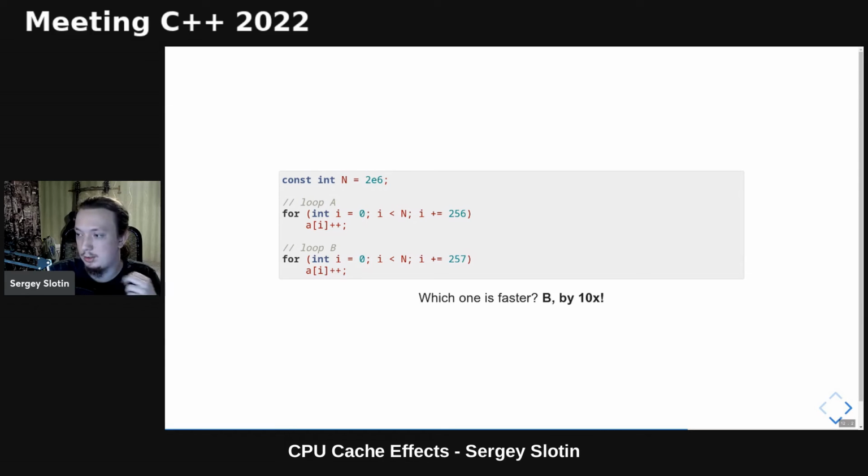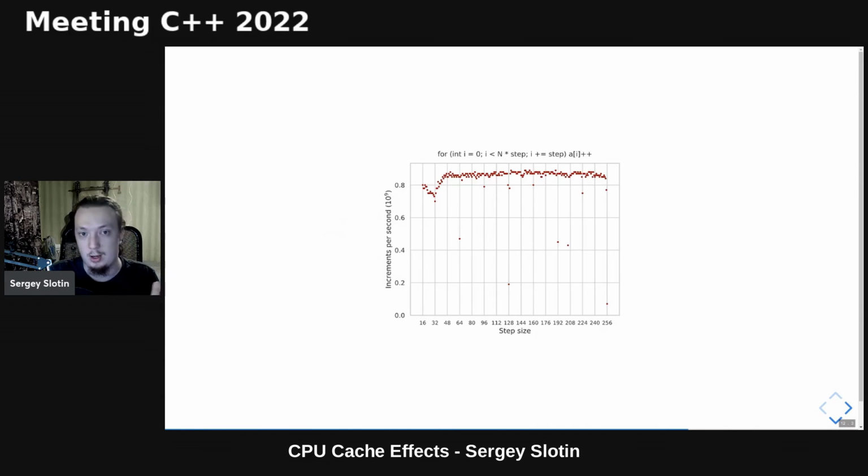And this is not just a single bad step size. The performance degrades for all indices that are multiples of large powers of 2. There is no vectorization or anything, and the two loops produce the same assembly except for the step size. This effect is only due to the memory system, in particular to a feature called cache associativity, which is a peculiar effect of how CPU caches are implemented in hardware.